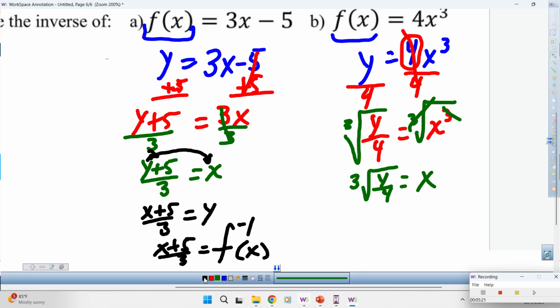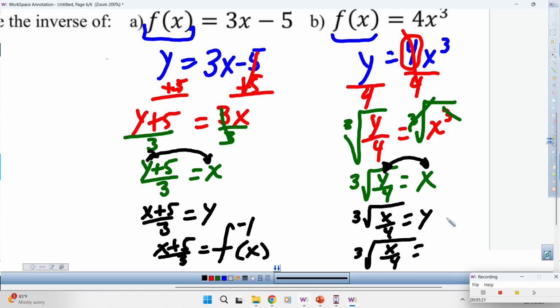And then? Swap the y and the x, so we end up with cube root x over 4 equals y, and of course we need function notation, f inverse x. And if you got that by yourself, all right, not bad, not bad.